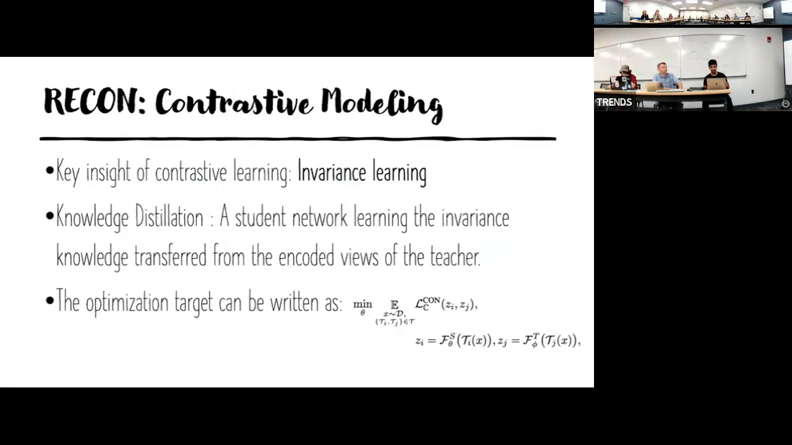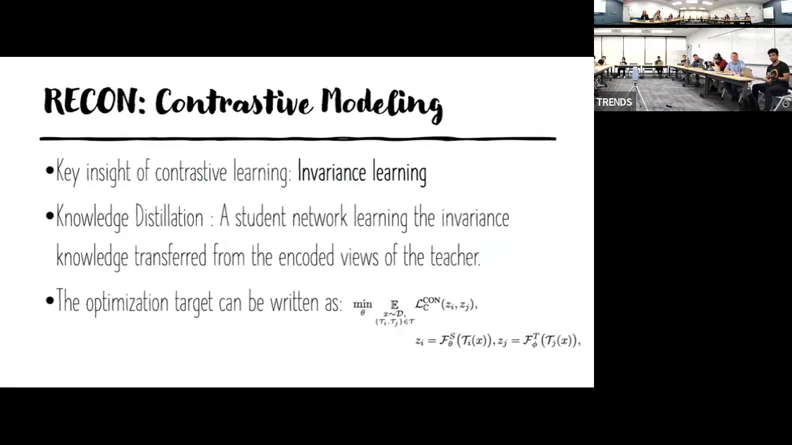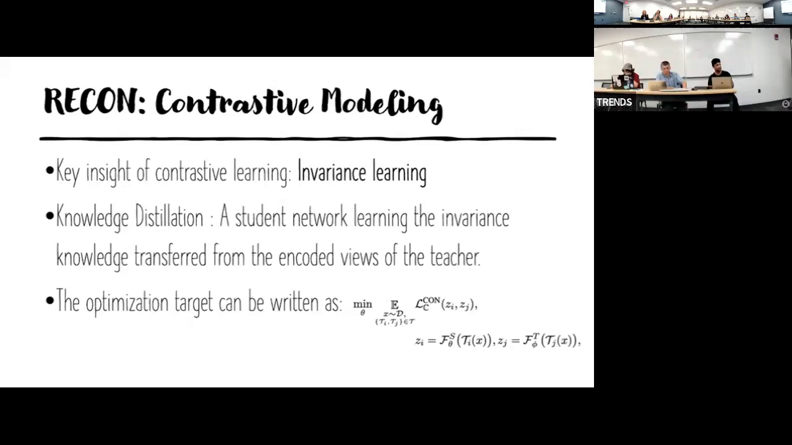In this case, they basically use an encoder-decoder style architecture, where the overall representation learning is formulated as a distillation with both teacher as well as student model. The key insight with contrastive learning is invariance learning. Invariance learning, as I mentioned, is like this: you have all your images.